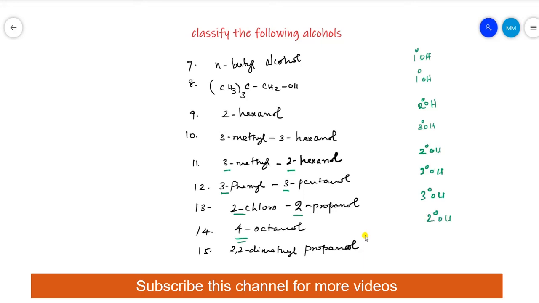Okay. 15th question, 2,2-dimethyl-propanol. I have given it for your practice. Classify the alcohol and write the answer in the comment box.